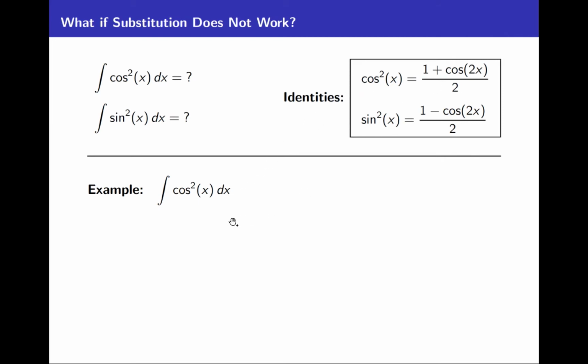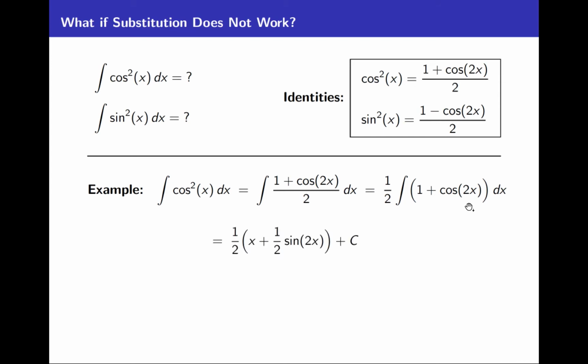expression. That would give us the integral of 1 plus cosine 2x over 2 dx. And we can take out the 1/2 constant multiple. You get 1/2 times the integral of 1 plus cosine 2x dx. And look, this is easy because we can find the integral of 1. It's just x. And what about the integral of cosine 2x? We can find that with substitution.